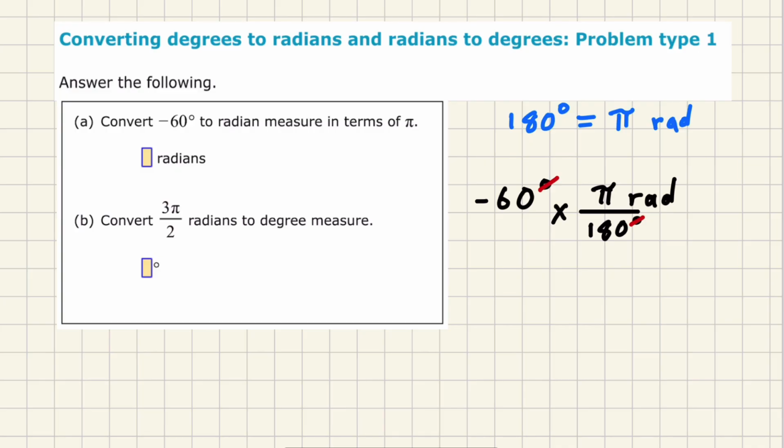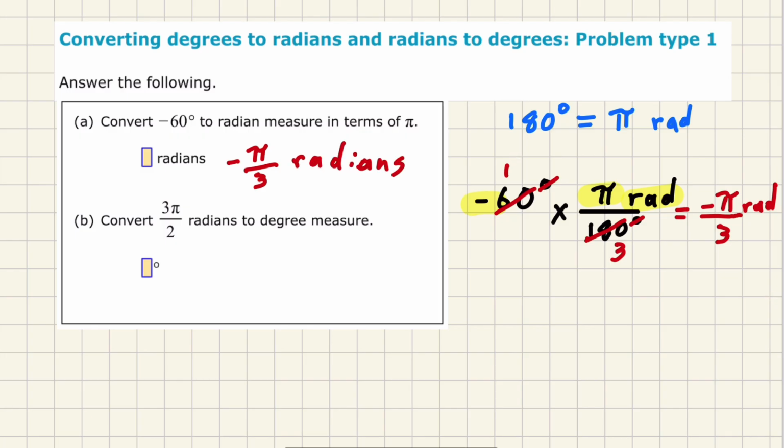60 and 180 will also simplify. 60 goes into 60 once, and 60 goes into 180 3 times. Now that we've canceled, we have a negative pi radians in the numerator, and in the denominator just the 3. So negative 60 degrees is negative pi thirds radians.